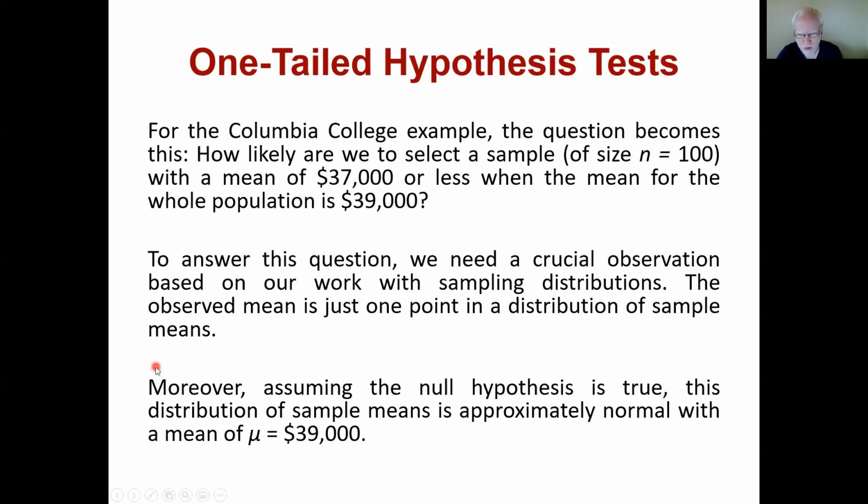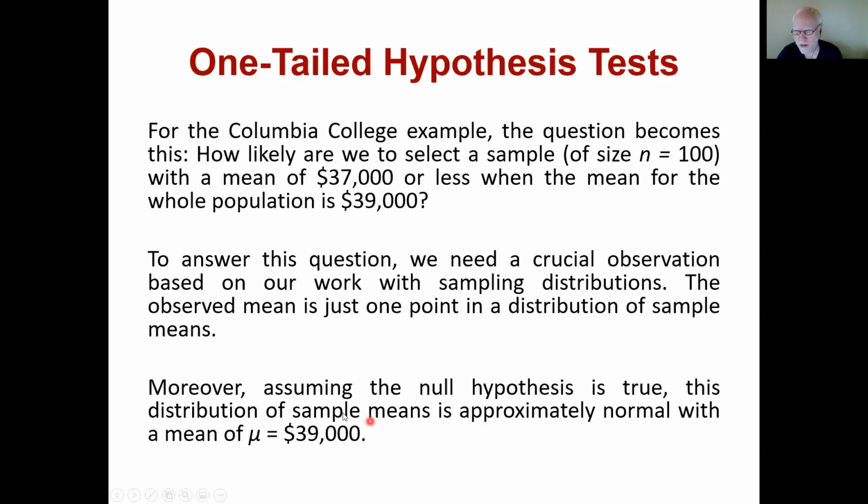So assuming the null hypothesis is true, this distribution of sample means is approximately normal with a mean of 39,000. We always operate under the assumption to start that the null hypothesis is true, because we're going to test it, and then we look at how unlikely it is to get 37,000 if the null hypothesis is true. So if the null hypothesis is right, then this is one sample in a sampling distribution that is approximately normal, where the mean is the population mean.